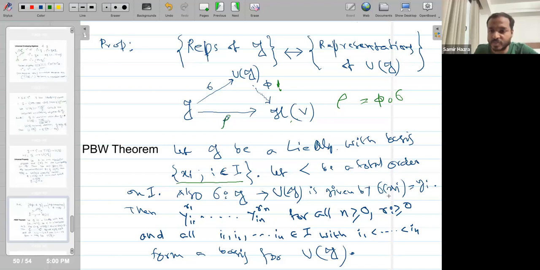if you also assume that sigma of x_i, the images of the basis elements, are the y_i's in UG, then all these monomials, for all n bigger or equal to 0, r_i bigger or equal to 0, and for all i_1, i_2, ..., i_n inside I, form a basis for UG. This is a non-trivial result. It may look trivial, but it is not. So this says we can actually write a basis for UG, and the basis looks so obvious. This is the PBW theorem.